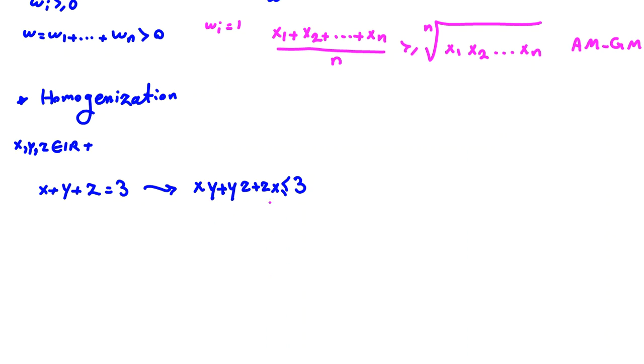On the left side, the degree is 2: x, y, z, all of them. But on the right side, the degree is 0. So we use this equality to raise both sides to the same degree.